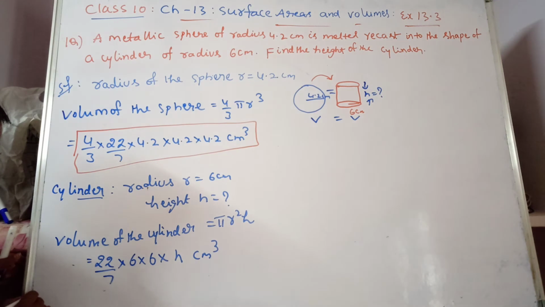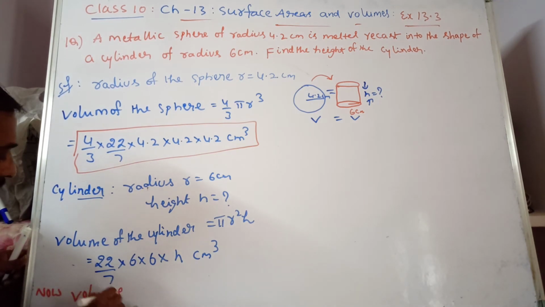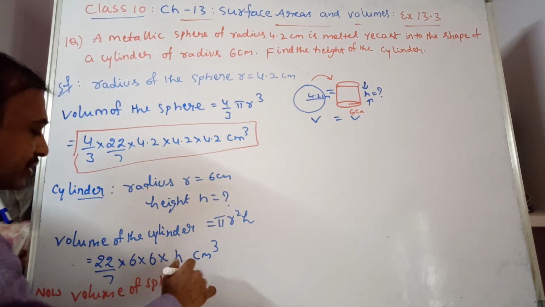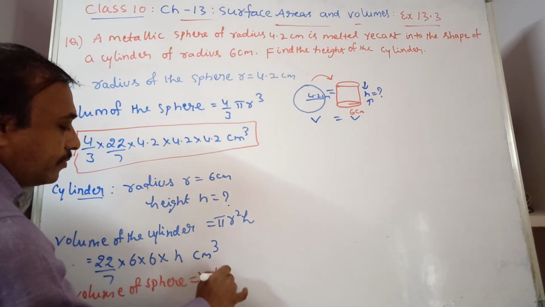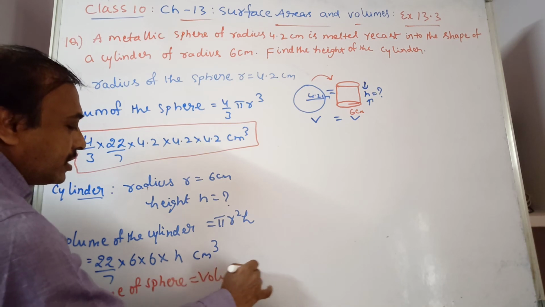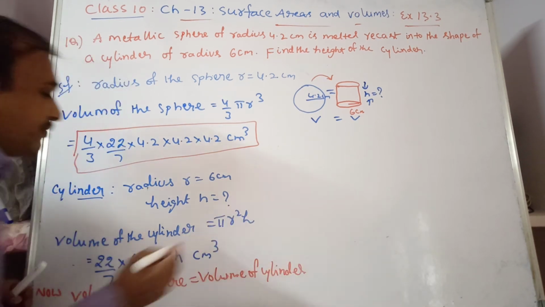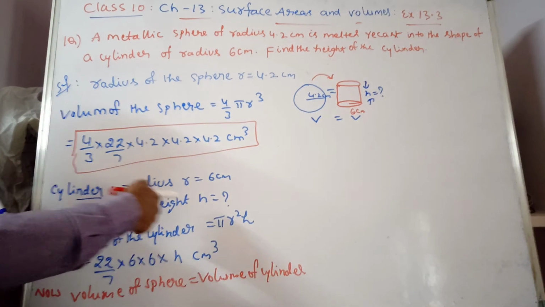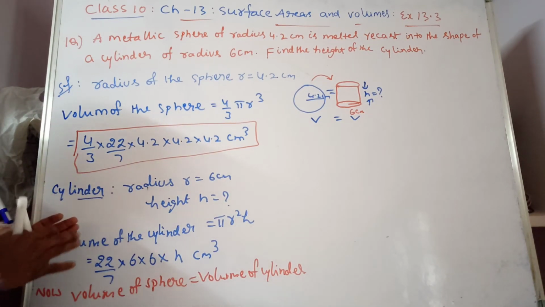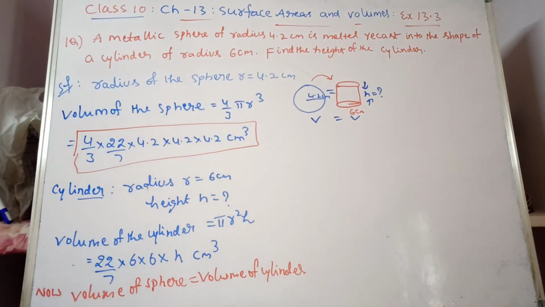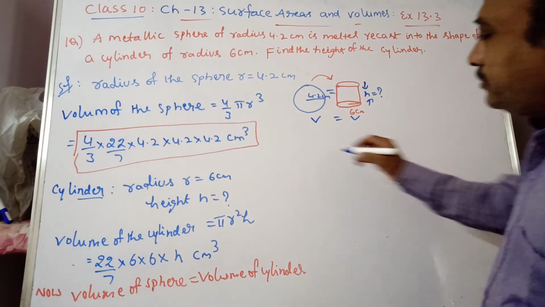Volume of the sphere is equal to volume of the cylinder. Now if you equate those values, look at this.